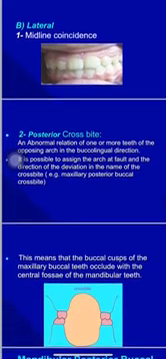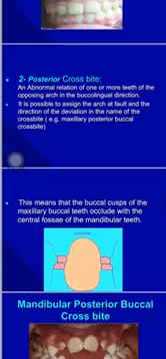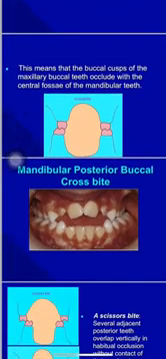Number 2, posterior crossbite. If we have anterior crossbite, that means there is also posterior crossbite, because the crossbite is divided into anterior crossbite and posterior crossbite. An abnormal relation of one or more teeth of the opposing arch in the buccolingual direction. It is possible to assign the arch at fault and the direction of the deviation in the name of a crossbite. Example, posterior buccal crossbite. This means that the buccal cusp of the maxillary buccal teeth occlude within the central fossa of the mandibular teeth.